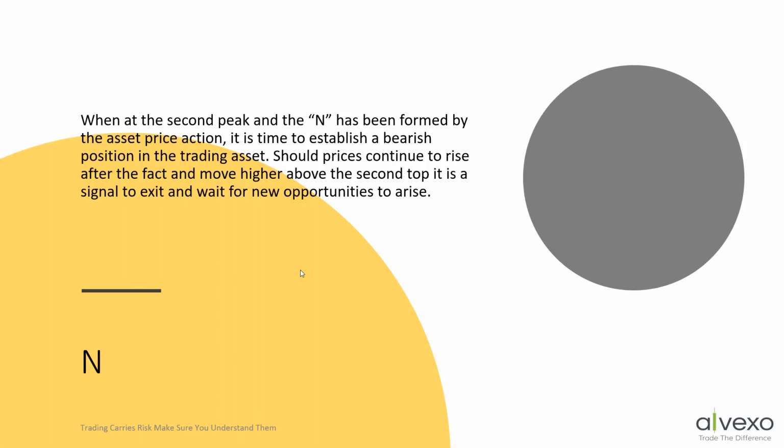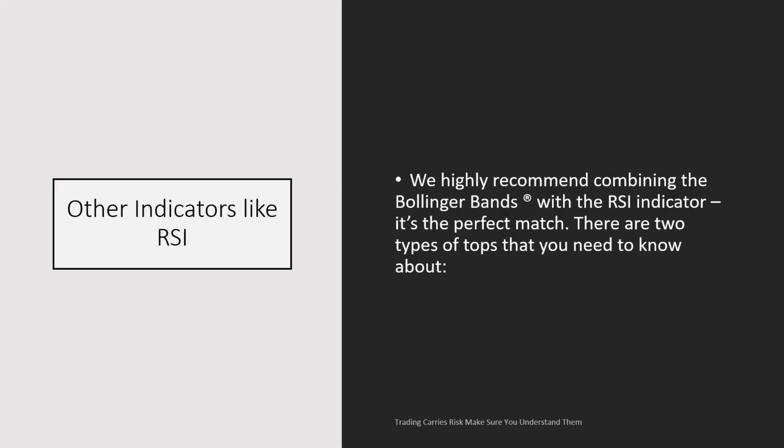So once we've seen the second peak of the M formed by the asset price action, it's time to establish a bearish position or a bullish position, depending on whether it's upside down or right side up. Now, we highly recommend combining the Bollinger Band with the RSI indicator because it's a perfect match.